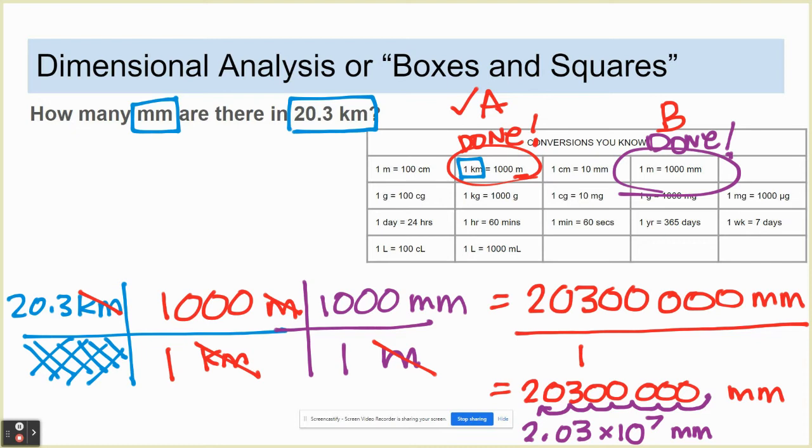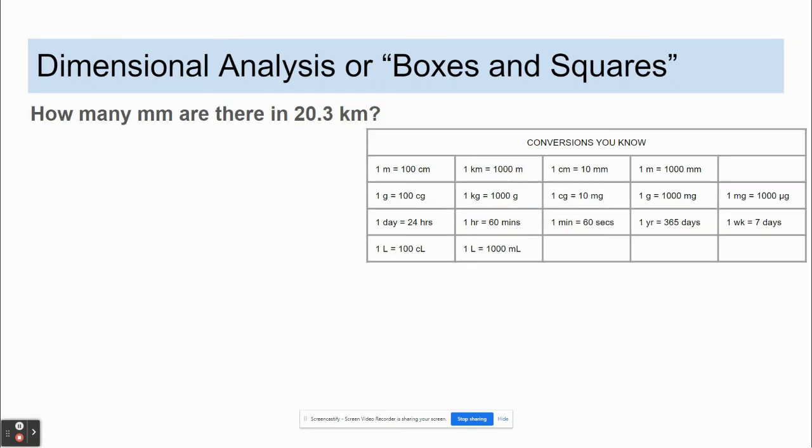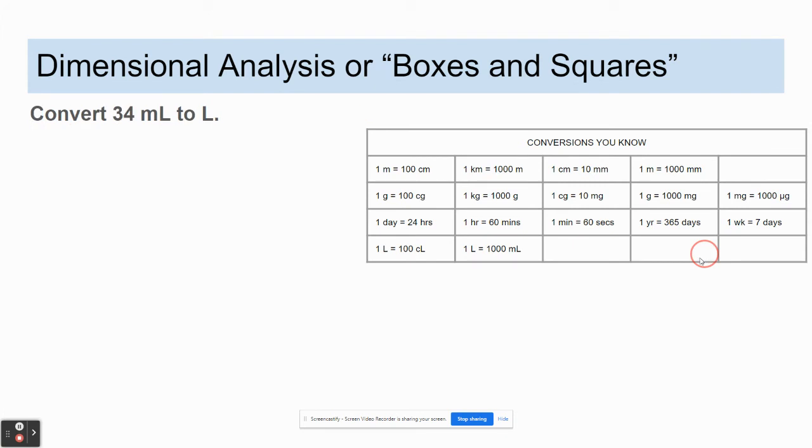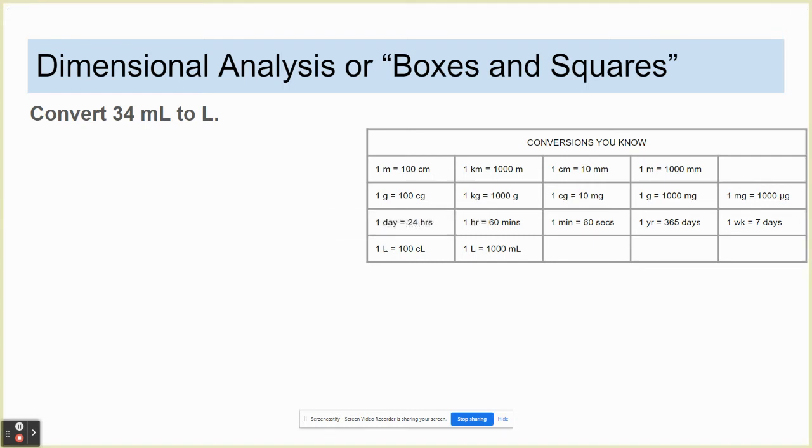See it? And that's how you do boxes and squares dimensional analysis. All right? Let's do one more problem. Again, you can pause the video, for example, when we're setting up, so you can do your own problem solving first, and then you can check by playing the video whether you got it right or wrong. All right, so let's try it out. Here we go. What if I wanted to convert 34 milliliters to liters? Pause your video and set up your boxes and squares.